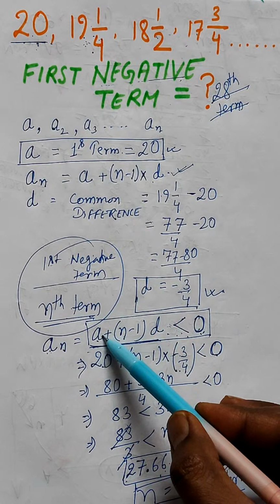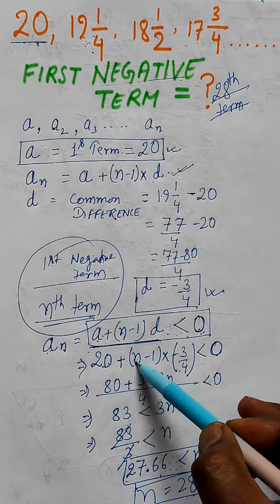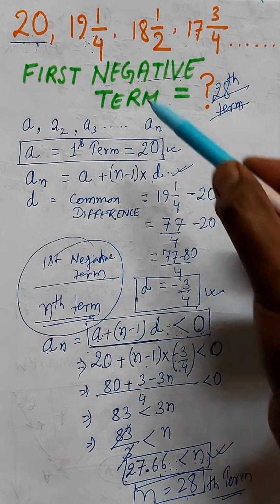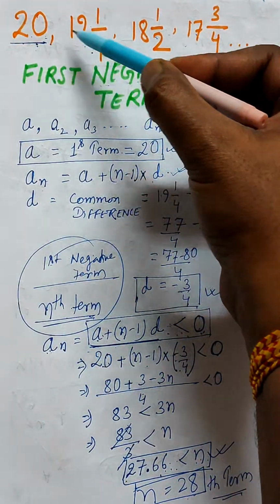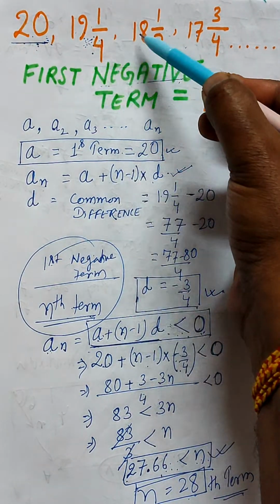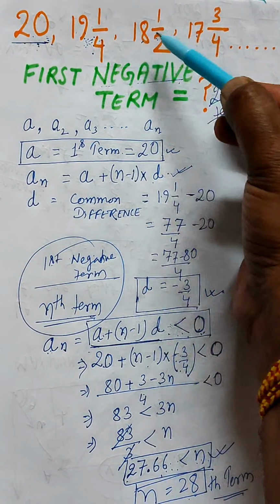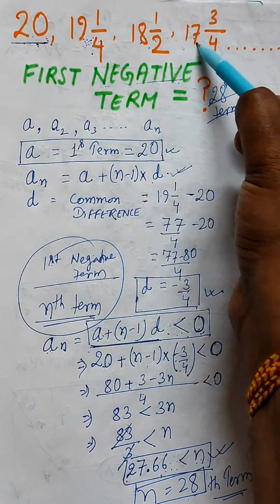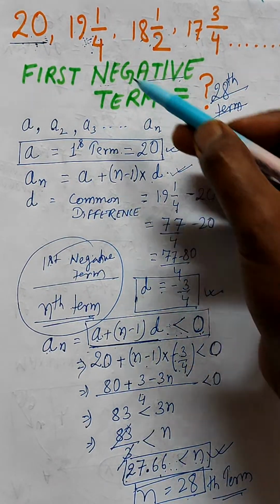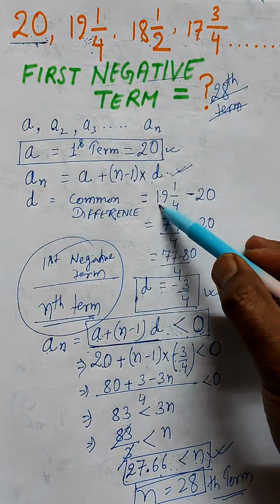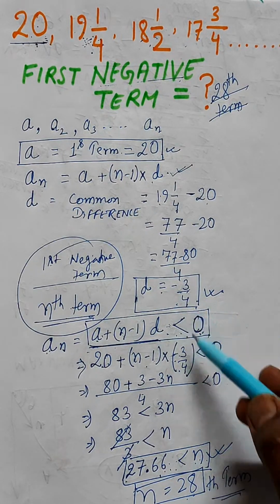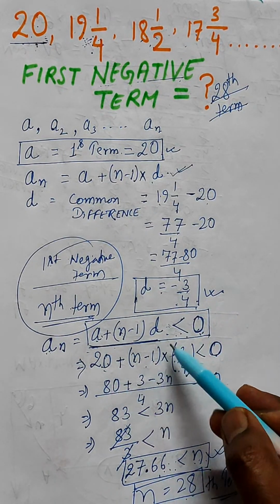Here we put the value of a as 20, n is acting as a variable over here, and d is the common difference. We calculated d, the common difference, by subtracting a number from its subsequent term. You can also calculate d by subtracting the second term from the third, or the third term from the fourth. So here we calculated it by subtracting the first term from the second, and d is minus 3 by 4.